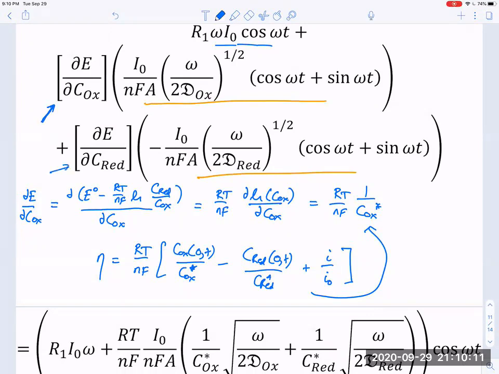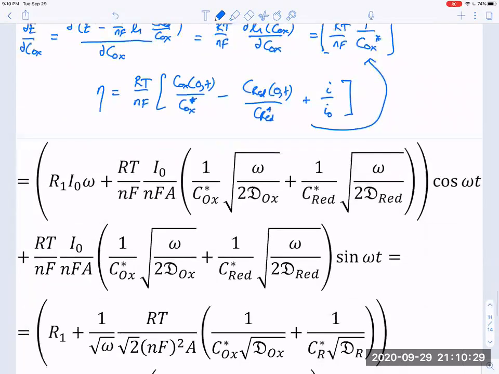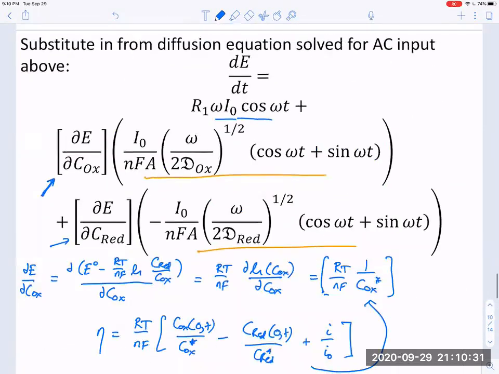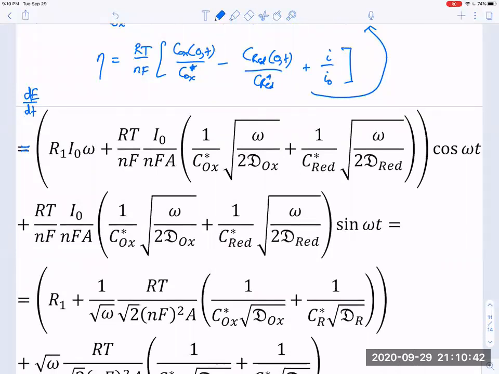We have another one for the partial derivative of the voltage with respect to the reduced species concentration. We're going to start plugging all of this stuff in, basically plugging this in for one of those. The only replacement is that it would have to be either the bulk oxidized species or the bulk reduced species concentration. And we get that this dE dt, sorry, this should be dE dt, the derivative, is equal to all of these things.